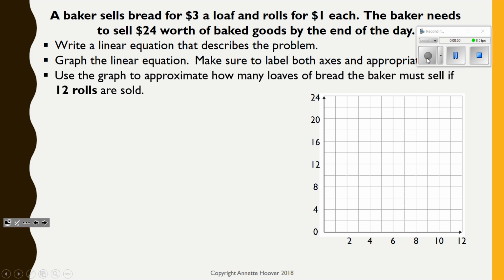A baker sells bread for $3 a loaf and rolls for $1 each. The baker needs to sell $24 worth of baked goods by the end of the day. So first we're going to think about what equation describes that problem. We're going to graph it by finding the X and Y-intercepts. And we're going to use the graph to approximate how many loaves of bread the baker must sell if 12 rolls are sold.